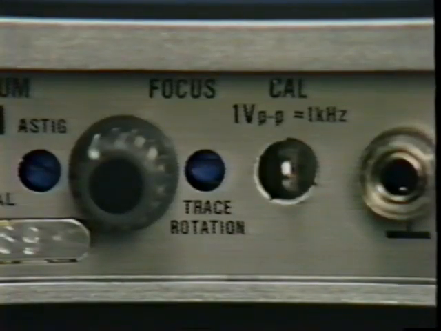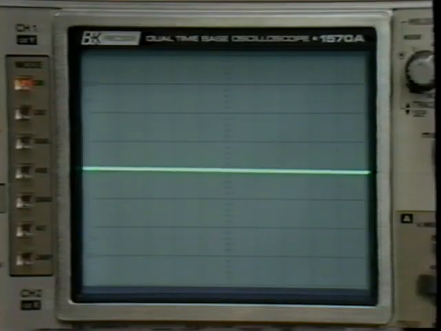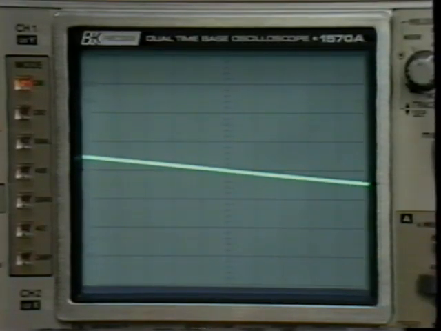To adjust the trace, locate the trace rotation potentiometer on your scope. This control is recessed to prevent accidental misalignment. Use a small screwdriver to line the trace up with the center line of the scope.